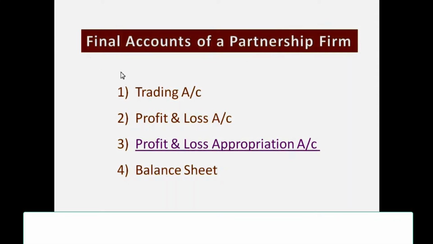Let's see. We all know final accounts of a partnership firm consist of trading account, profit and loss account, profit and loss appropriation account, and the balance sheet. But one question is there, why we prepare profit and loss appropriation account? What is the use of this account? So today we will try to get the answer of this question.